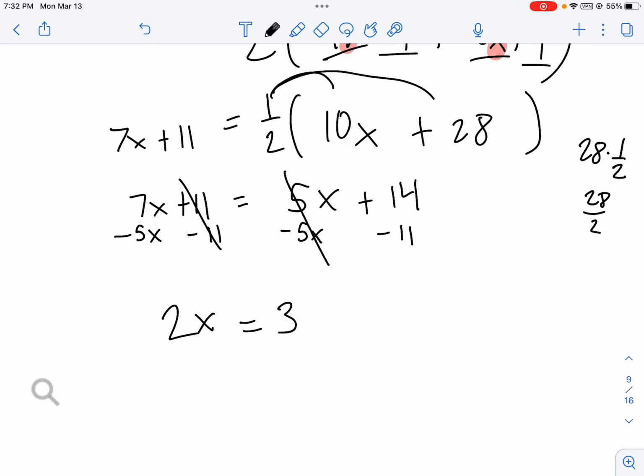3. And then from there, keep solving for x, right? That's being multiplied by 2. Undo multiplication with division and divide by 2 on both sides. So then we get x equals 3/2.